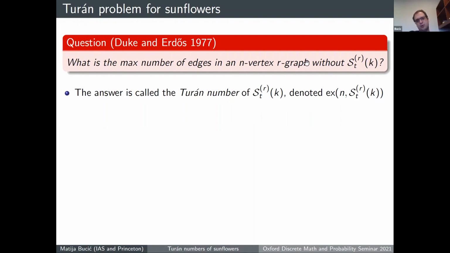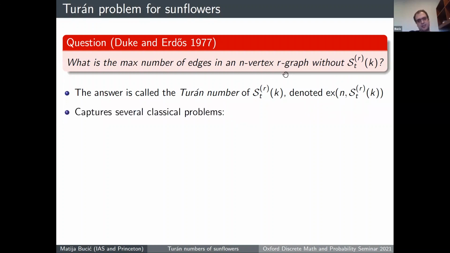But as soon as you move to 3 or more uniform hypergraphs, the answer to this Turán problem becomes much less well understood. Even for such basic families of hypergraphs, such as these sunflowers, we don't really understand it that well. So I'm going to be denoting the answer to this question by ex_n of the forbidden sunflower, because this is also sometimes called the extremal number of this sunflower. This is where the ex comes from. This is just to help a bit with the notation.